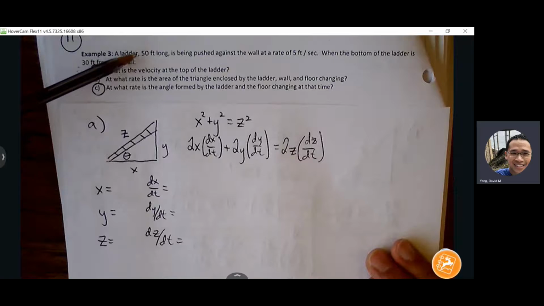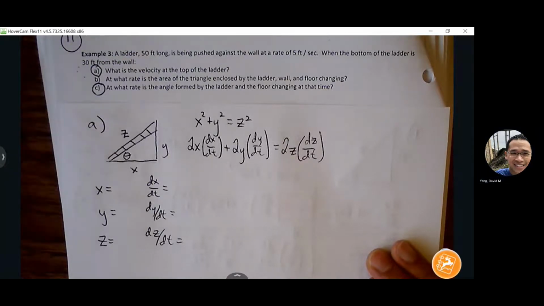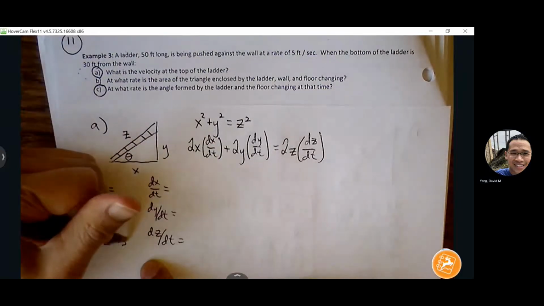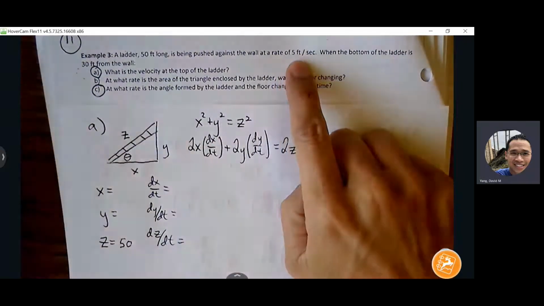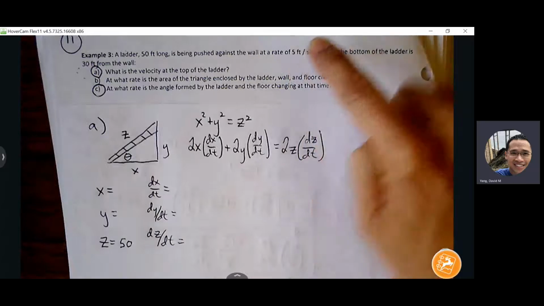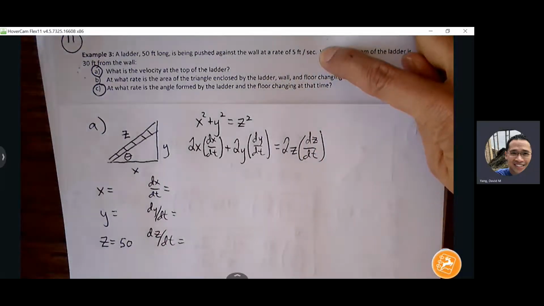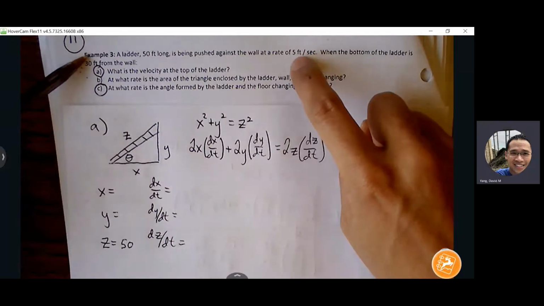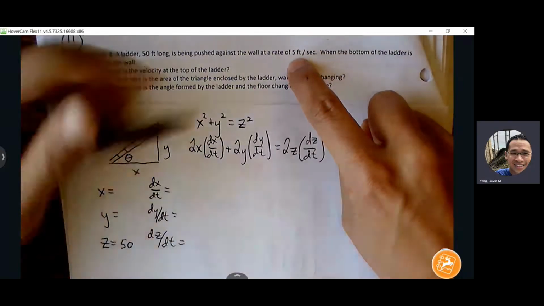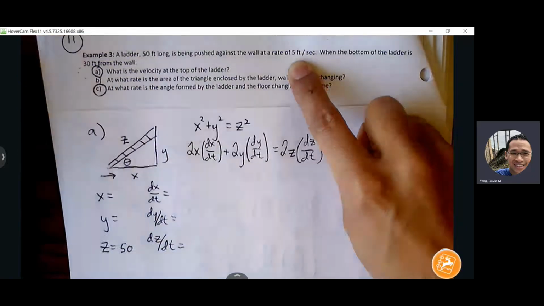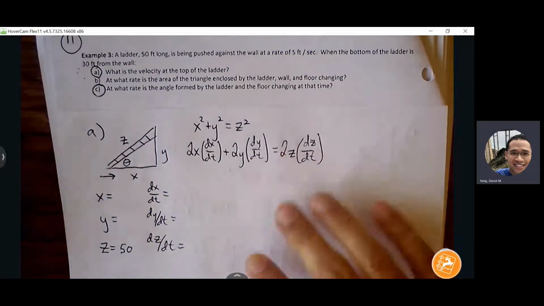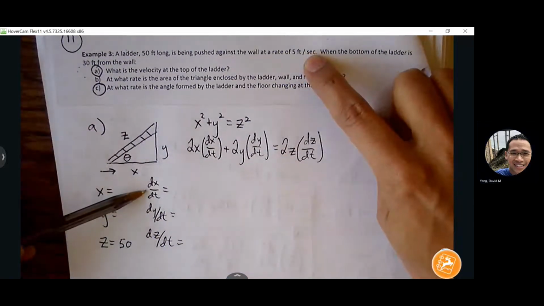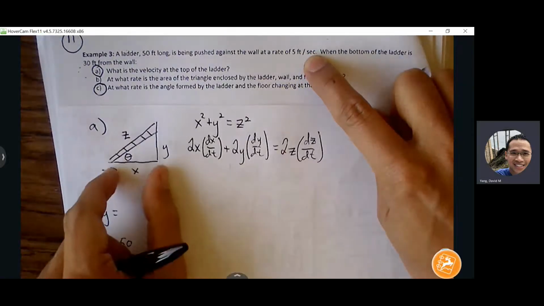A ladder 50 feet long. Where does that go? Is being pushed against the wall at a rate of 5 feet per second. What is that? Yeah, dx/dt. All right, being pushed against the wall here. Any adjustment that we need to make with that 5? Yeah, that x is shrinking, right? That x is shrinking.